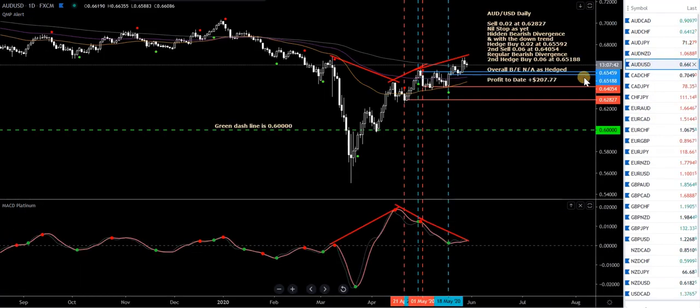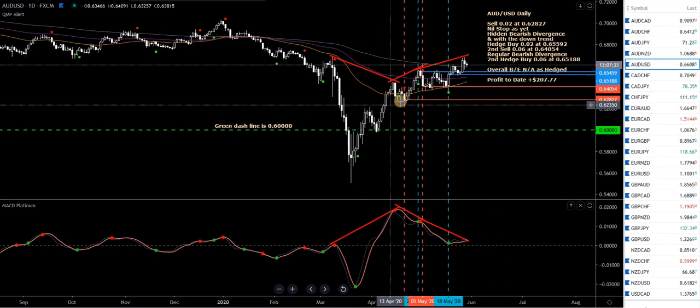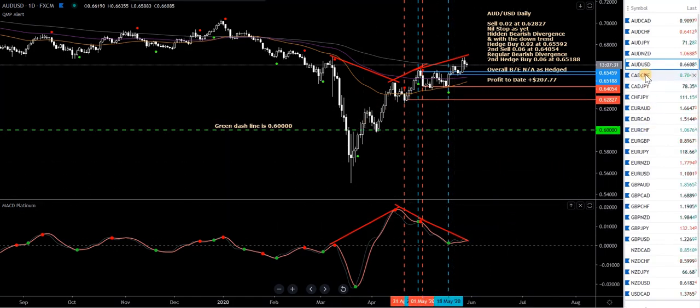Aussie USD, like all the other Aussie pairs before, hedged. Overall break even, NA, is hedged. Green line, 60-cent level. It's a very common theme.